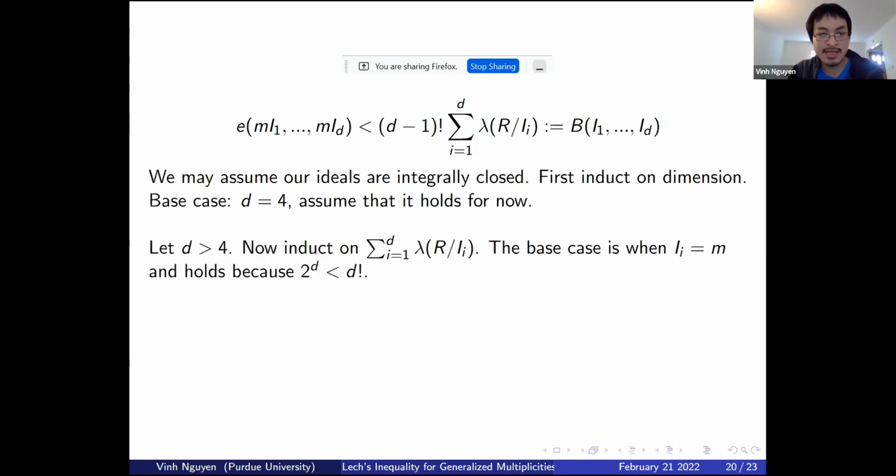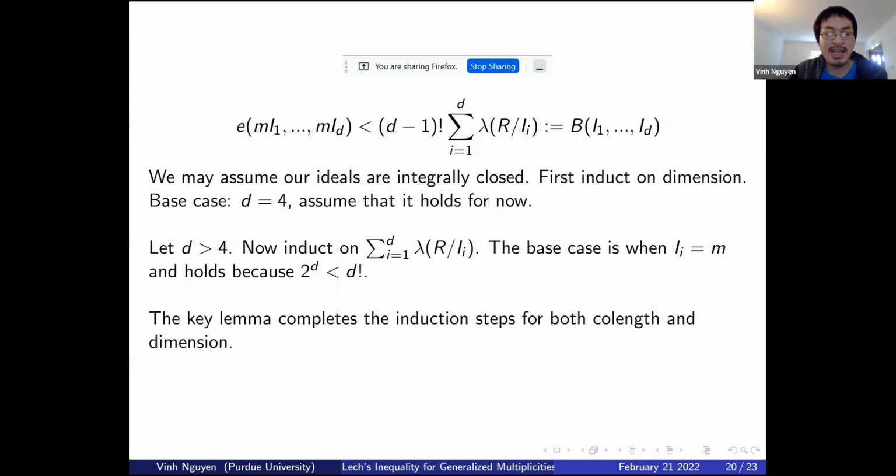So for the inductive step on dimension, we're going to then induct on colength. The base case for the colength is when all of the ideals are m. And so in this case, the mixed multiplicity is just 2 to the d. And we know that 2 to the d is strictly less than B factorial when d is at least 4.